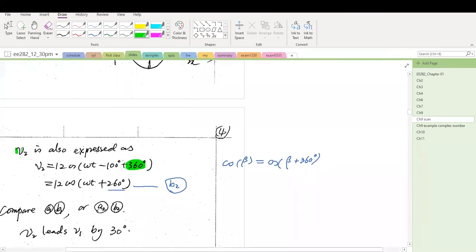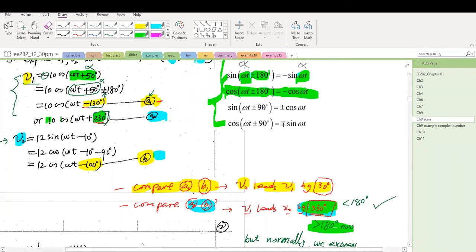Now we're going to change V2 a little bit using this formula. Cosine beta equals cosine beta plus 360 degree. Now from B1, add 360 degree here. So now if we compare A2 and B2, A2, the phase is 230 degree, and B2, the phase is 260. We come to the same conclusion. V2 leads V1 by 30 degree.